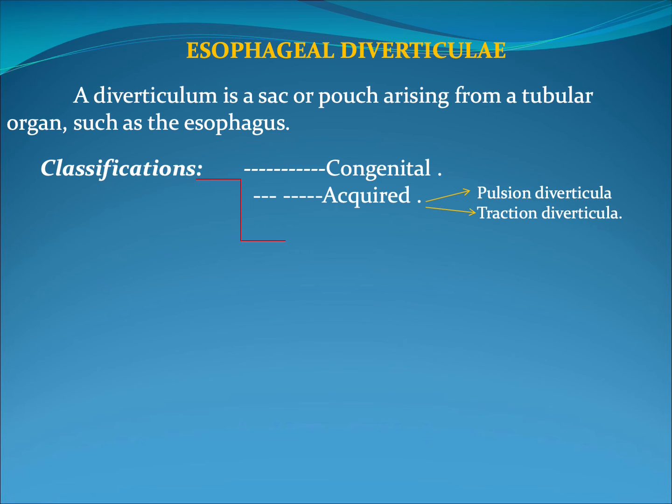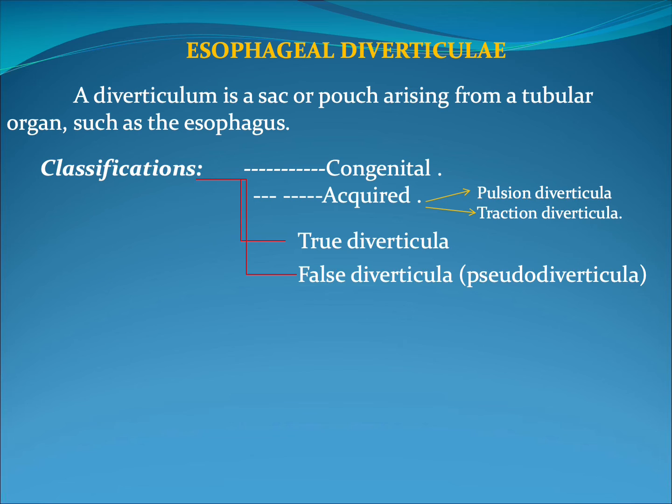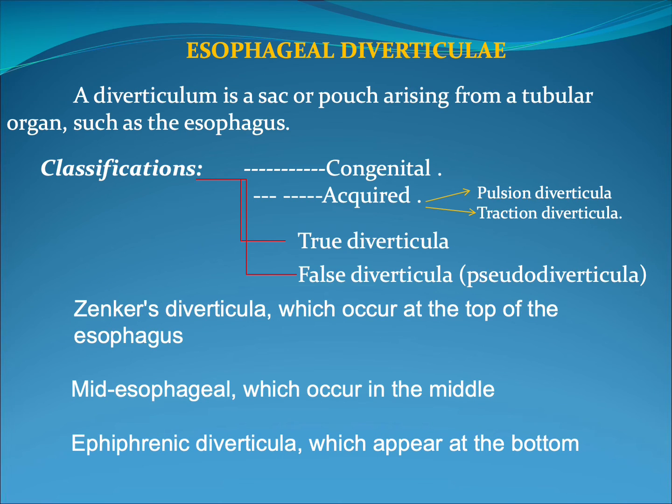Usually the acquired type is a pulsion diverticulum or a traction diverticulum. An increase in esophageal pressure might lead to a pulsion diverticulum, or traction from fibrosis or traction by any other nearby organ. It could also be a true diverticulum, where there are 3 layers, or a false diverticulum, also called a pseudodiverticulum. One of the commonest is Zenker's diverticulum, which is in the upper part of the esophagus, then there is the mid-esophageal, and there is the epiphrenic in the lower part of the esophagus.